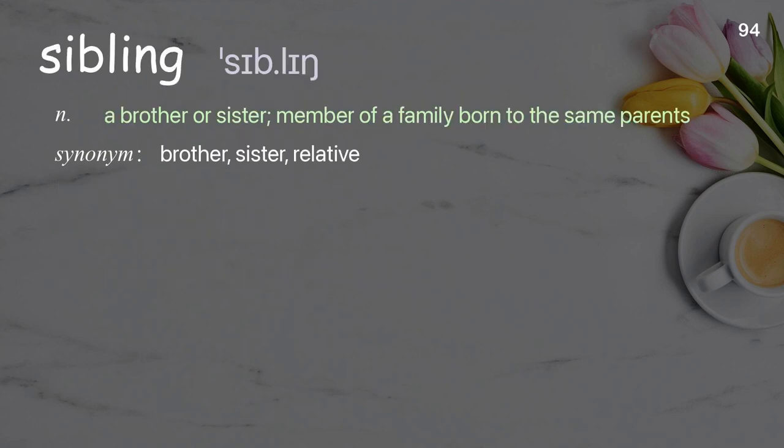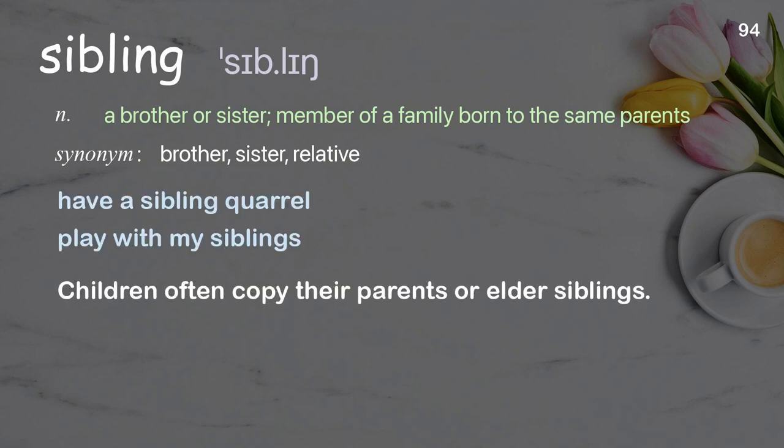Sibling. A brother or sister, member of a family born to the same parents. Examples: Have a sibling quarrel. Play with my siblings. Children often copy their parents or elder siblings.